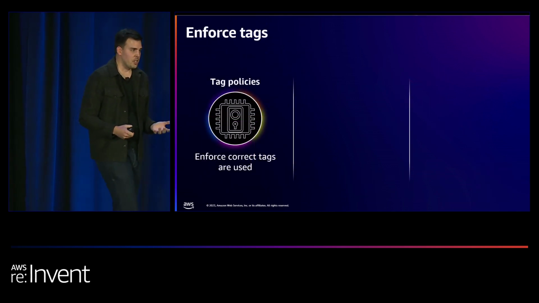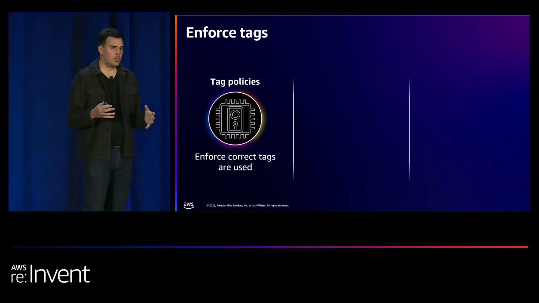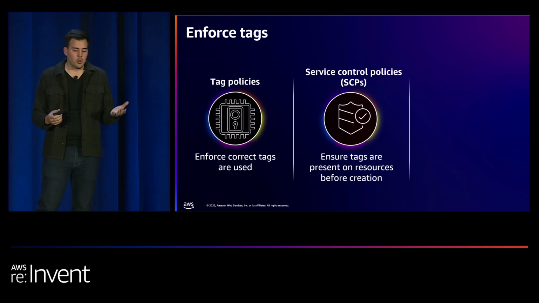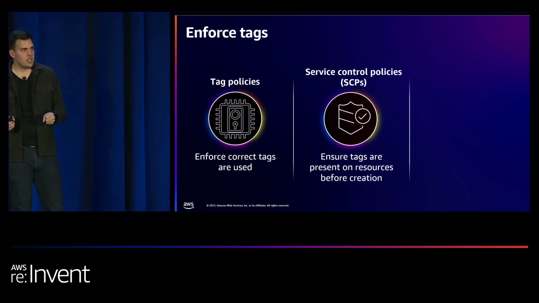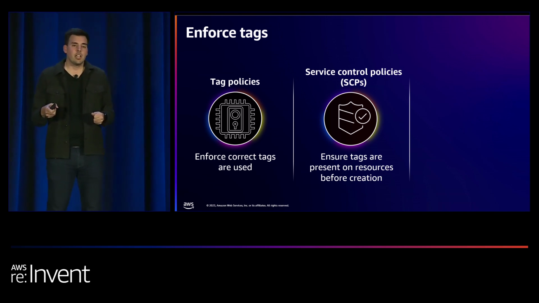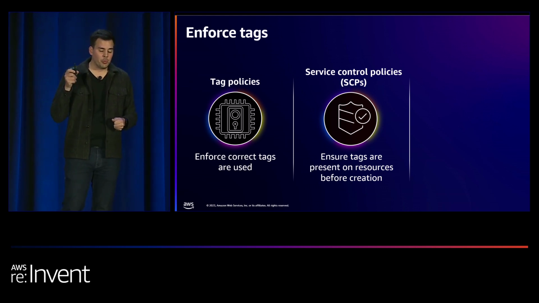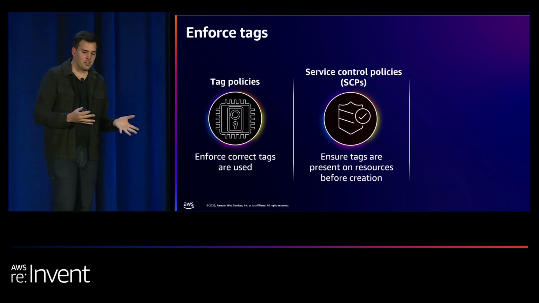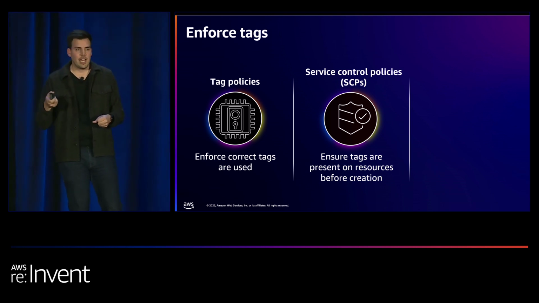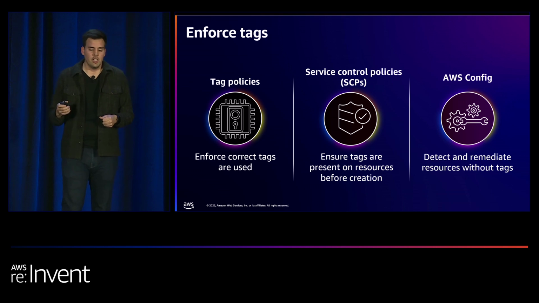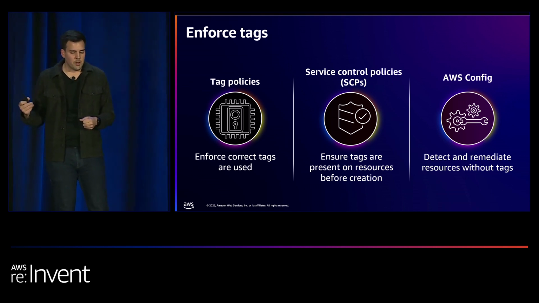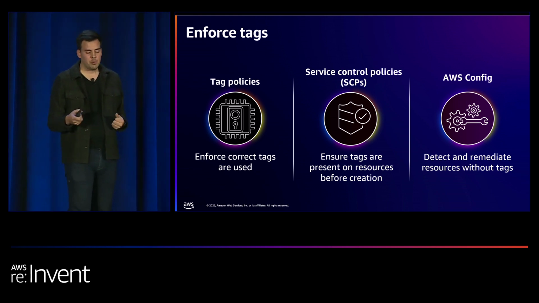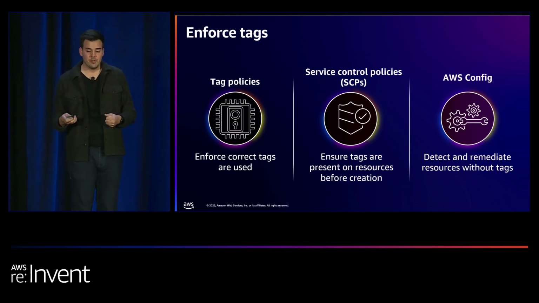Now, tag policies is another organizational policy that you can apply to your environment to define which are the appropriate tags to use. Now, you want to pair tag policies, again, with service control policies, because service control policies can ensure that tags are on the resource before the resource is provisioned. So tag policies define the proper tags. Service control policies ensure that a tag is present before a resource is created. And then finally, AWS Config we mentioned before. AWS Config can help you identify the resources that don't have the proper tags and can help you to dive in and remediate those resources.